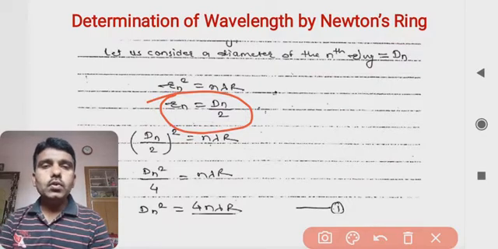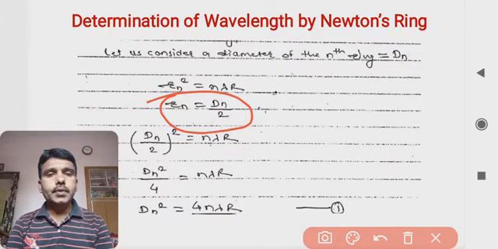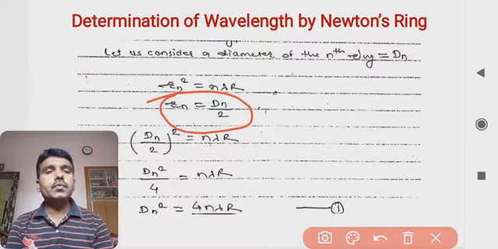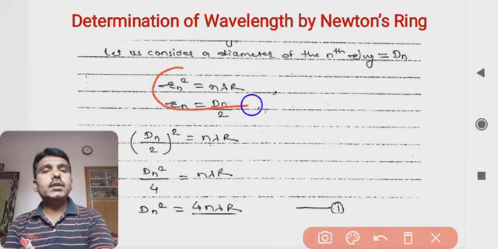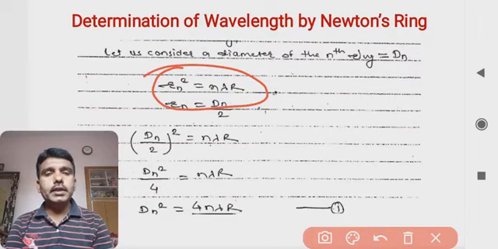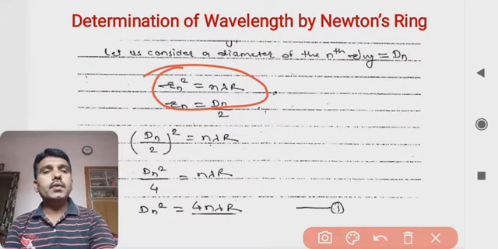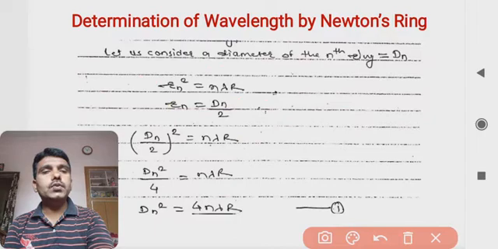We also know how to calculate the radius for Newton's ring from the previous session, and that was Rn square equals n lambda R. We have already calculated how it becomes Rn square equals n lambda R. Here this Rn is replaced with Dn by 2, and when I put this into the relationship, it becomes (Dn by 2) square equals n lambda R.